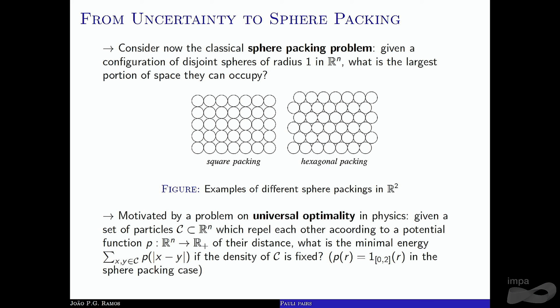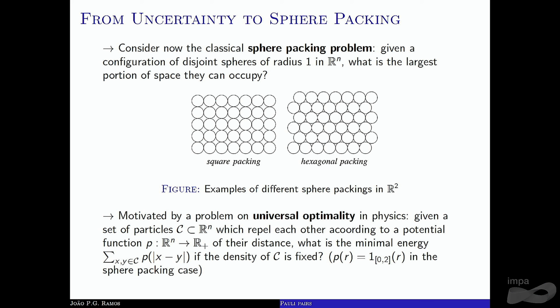So let's take a collection of infinitely many disjoint spheres in R^n of radius 1, right? Let's say that I give you the freedom of arranging them however you want. And I give you the task of, look, you have to cover as much space as you can with these spheres. What is the amount of space that you covered in the end?